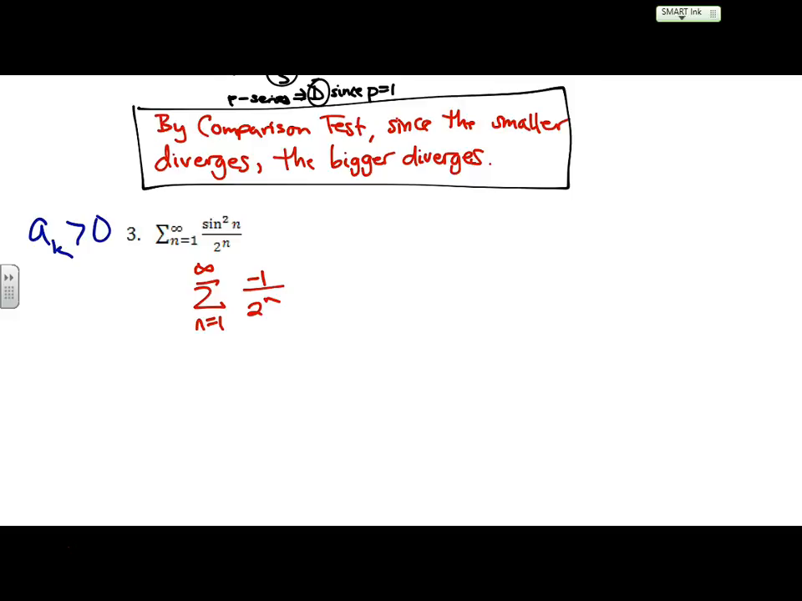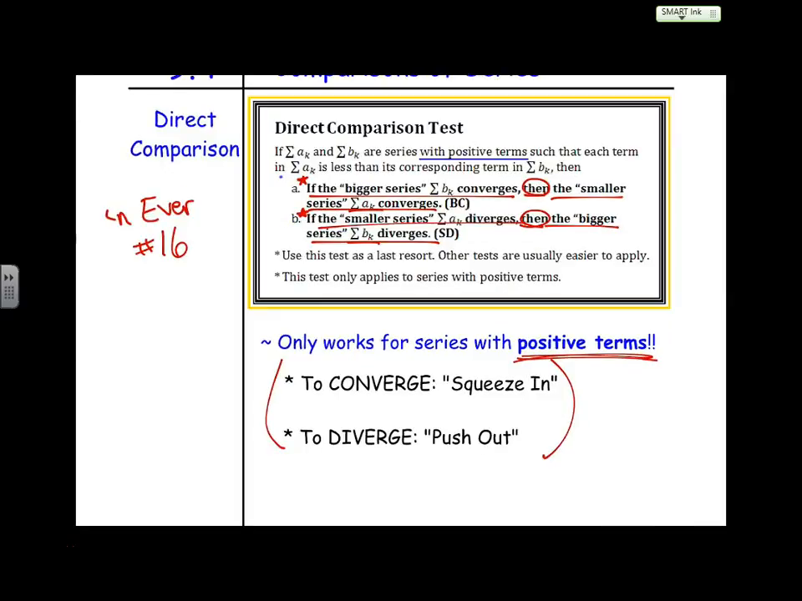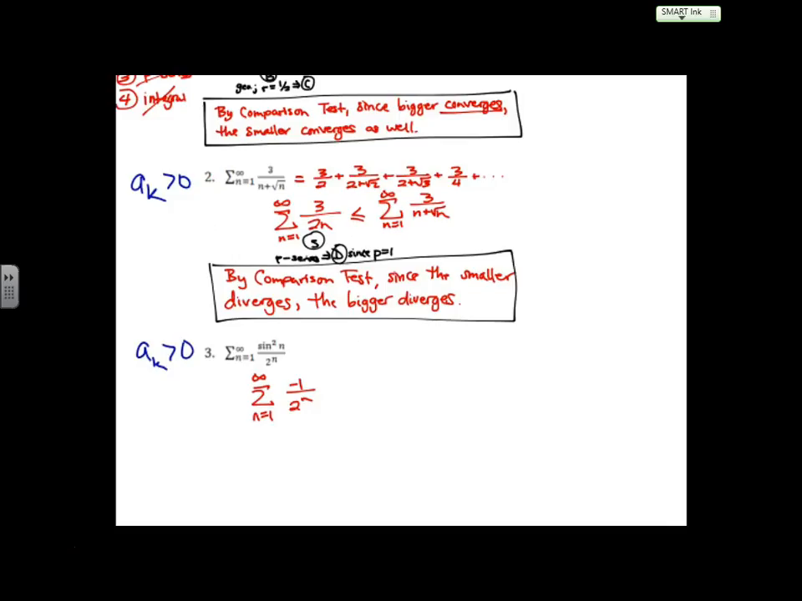Now wait a minute. This doesn't need to be positive. Let's check our test. Is that even allowed, first of all? a sub k and b sub k are series with positive terms. Well, that doesn't work, does it? Okay, bummer. Let's take out the -1.